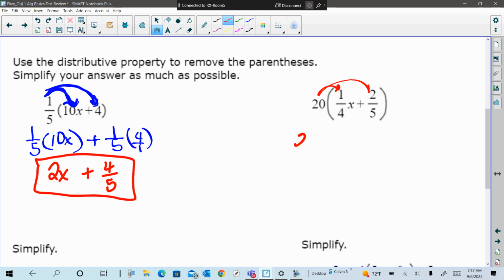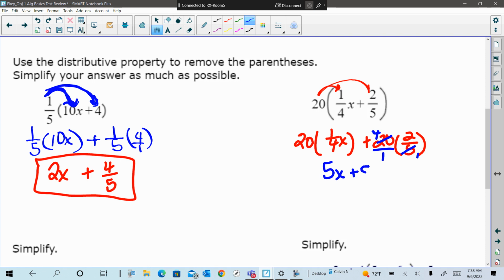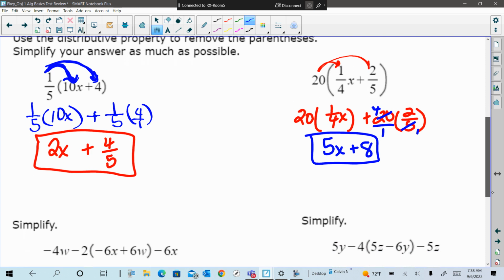So this is saying 20 times a fourth of x plus 20 times 2/5. 20 divided by 4 is 5, so that's why this can be simplified to 5x. I'm going to think of this as 20 over 1. I can actually cross reduce, because I know 5 goes into 20 4 times. And so now I just have 4 times 2, which is 8, and 8 over 1 is just 8. So this is our simplified answer. There's not going to be any solving here, it's just simplifying.